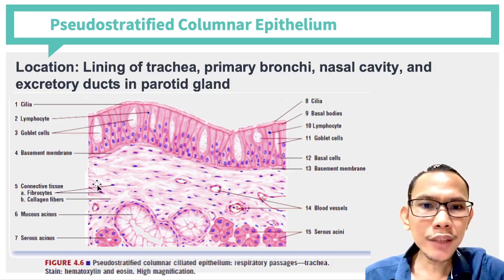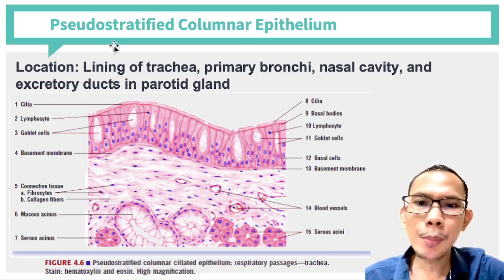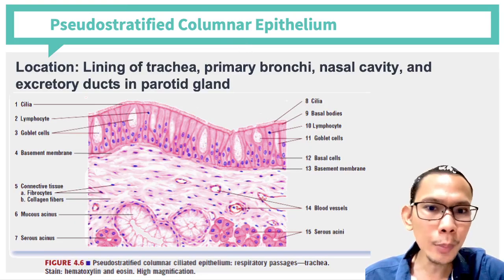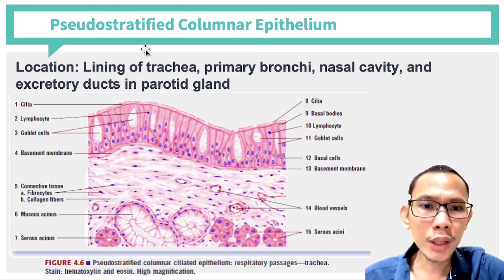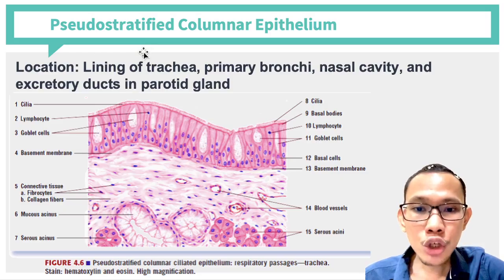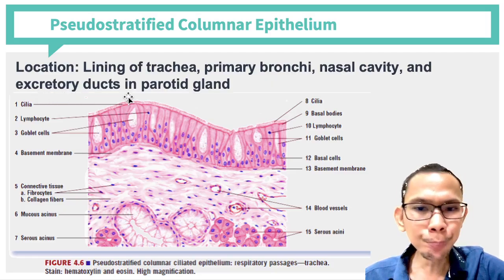Now, pseudostratified columnar epithelium. Again, pwede nang walang columnar kasi automatically, when I say pseudostratified, columnar naman talaga yan. Wala namang pseudostratified cuboidal or squamous. Saan natin matatagpuan ang pseudostratified columnar epithelium? Location: lining of the trachea, primary bronchi, nasal cavity, and in your excretory ducts in your parotid gland.